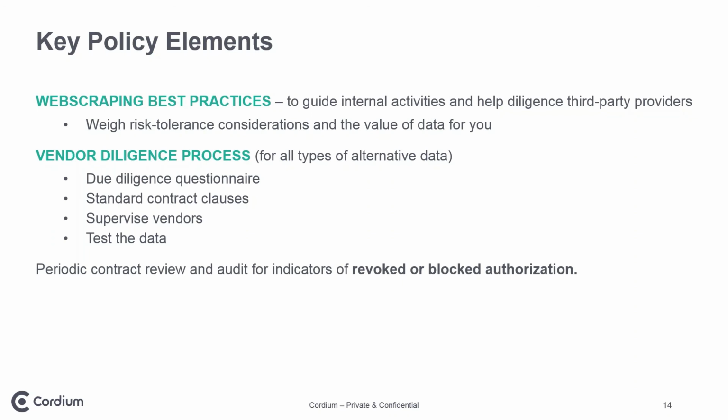Your policy should also require a periodic contract review and an audit for any indicators of revoked or blocked authorization, like the cease and desist letter that Mark spoke about in our initial scenario. Finally, I think it's important to think about working alternative data into your material non-public information policy. You already have all the policies and procedures that are protective of the firm in your compliance manual, hopefully. So this is a question, as I said a few times, of just applying old law to new fact patterns. So you should be able to find a way to fit alternative data into your current MNPI framework.